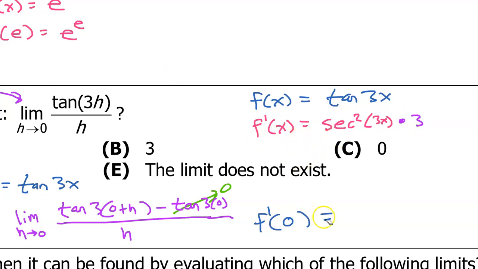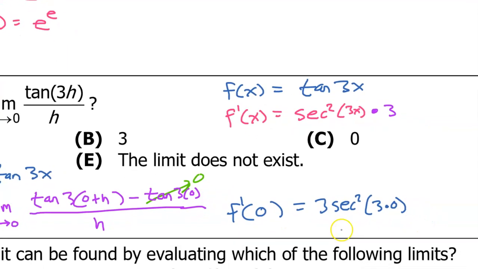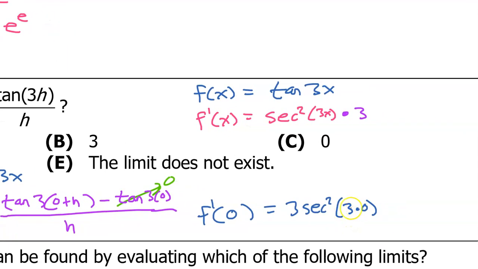So now we're going to do f prime at 0. So that's going to be, I'm going to put the 3 in the front. It just makes me happy. So this will be 3 secant squared. And then we're substituting 0 here. So I have 3 times 0. That will be f prime at 0. So I just need to evaluate this. But 3 times 0 is just 0.